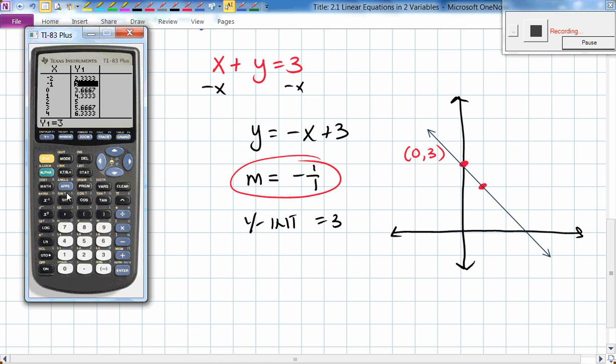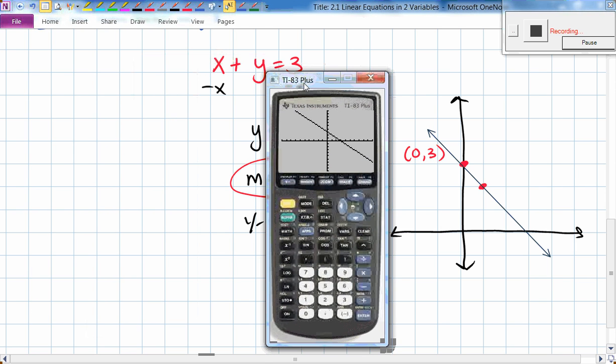All right, so let's go ahead and graph this line. To graph it on the graphing calculator to make sure we've done everything correctly, we're going to plug in negative x plus 3. The negative button is the one that's right below the 3, not the minus sign. Make sure you use the negative button, not the minus button.